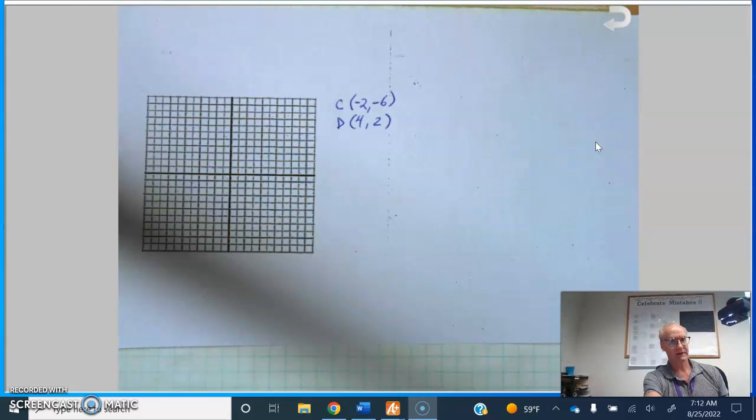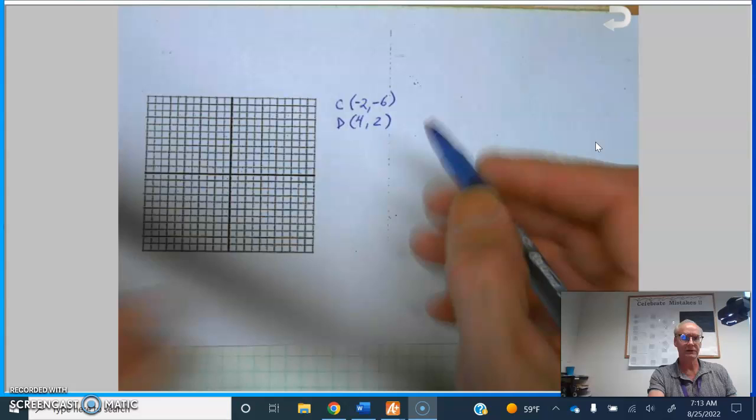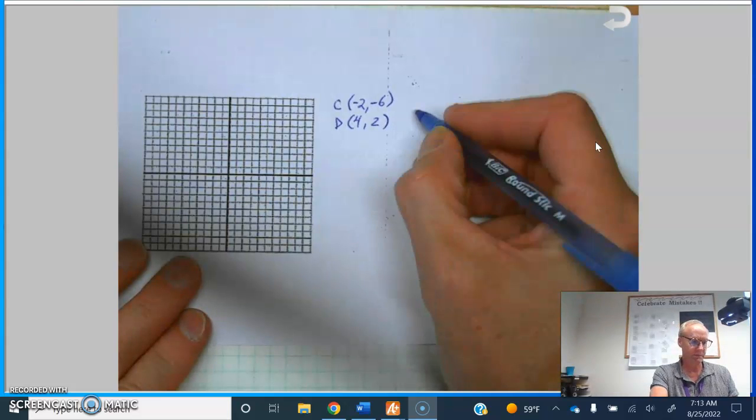So there's a lot of things happening. We're also going to find the midpoint, and we're going to write the equation using point slope form. So all of those things are going to happen today. Let's start by taking 2 points, and we can find the slope between them.